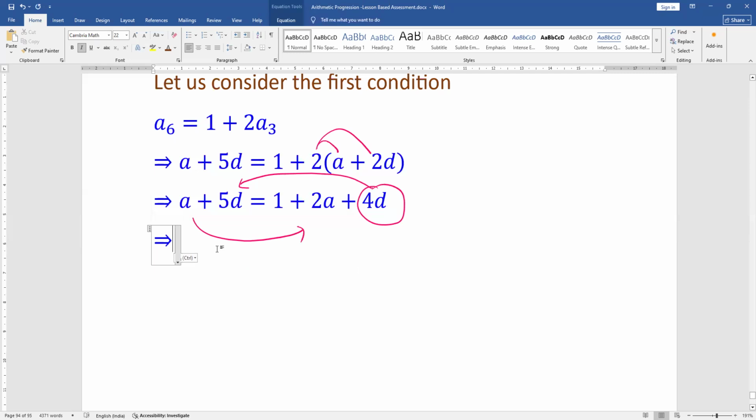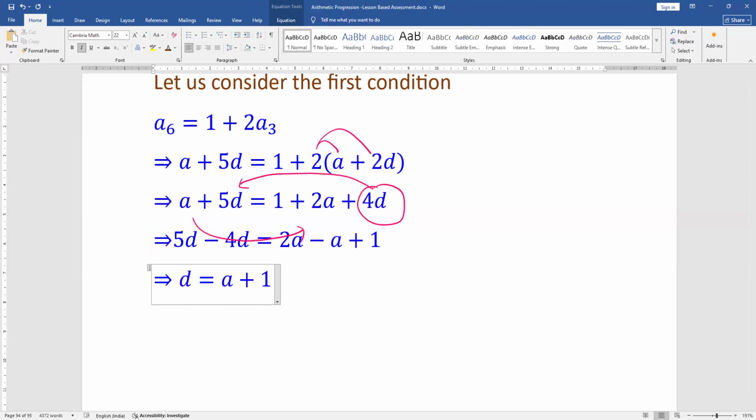So in my next step, on the left I have 5d minus 4d, and on my right hand side I write 2a minus a plus 1. Why plus 1? Because that 1 was there earlier, so it stays on the right hand side only. I just rearranged it. Now 5d minus 4d is how much? It is d on the left hand side, and on my right hand side 2a minus a is a, plus 1. You can call it equation 1.